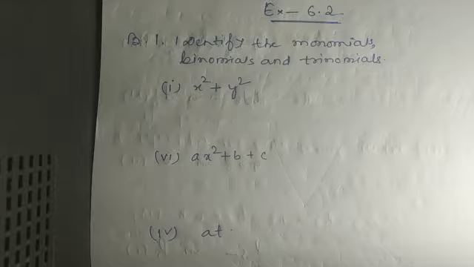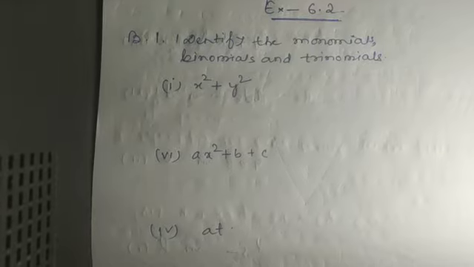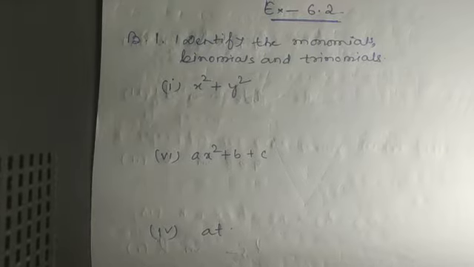I hope you have watched the previous video and understood the basic concept of the chapter. In the last video we discussed exercise 6.1. In this video we are going to discuss exercise 6.2. Exercise 6.2, question number 1. Let's see the question. Identify the monomials, binomials and trinomials.